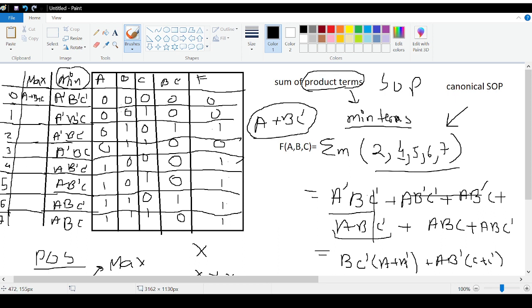So for 0, 0, 0, it's going to be A plus B plus C. So for 0, 0, 1, what is it going to be? It's going to be A plus B plus C prime, because for a max term it's the opposite. For 0 we take the term as it is, for 1 we take the complement of it. So it's going to be A plus B plus C bar. Now complete the rest of the max terms.